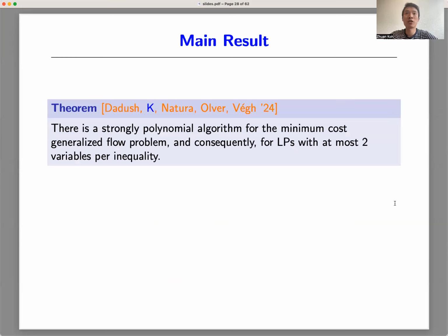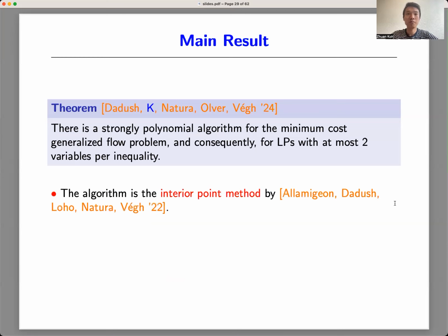So the main result of this talk is a strongly polynomial algorithm for the minimum cost generalized flow problem. And due to the reduction by Hochbaum, this also implies a strongly polynomial algorithm for LPs with at most 2 variables per inequality. And the algorithm is the interior point method recently given by Allamigeon, Dadush, Loho, Natura, and Végh.